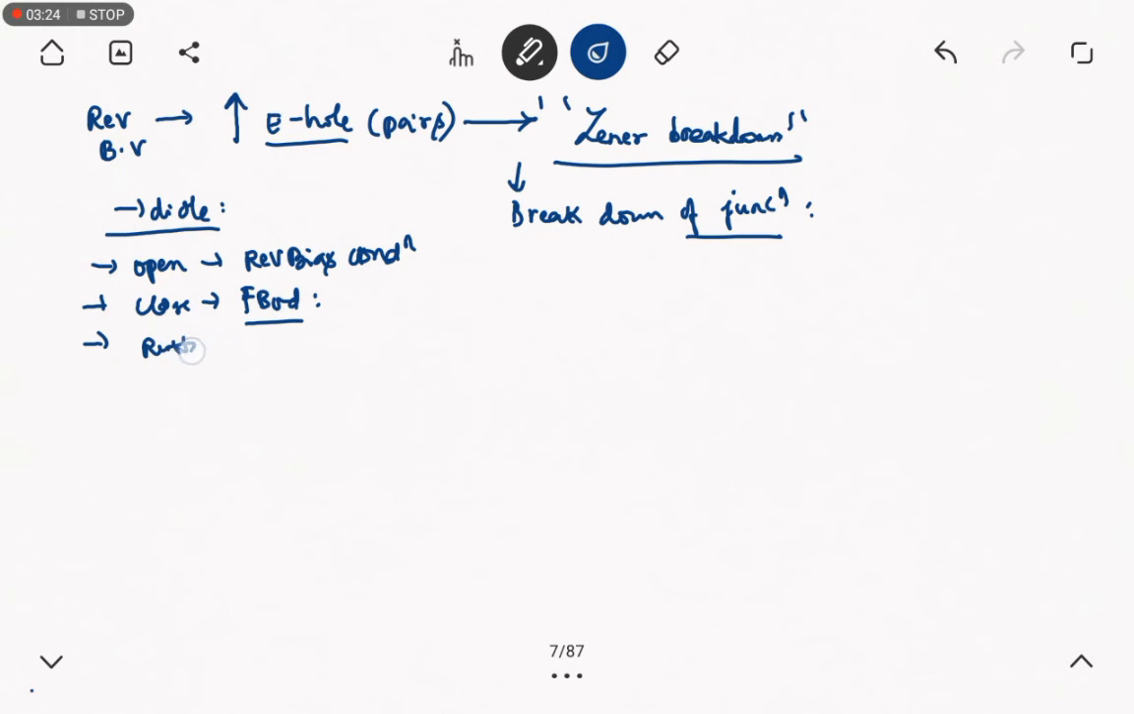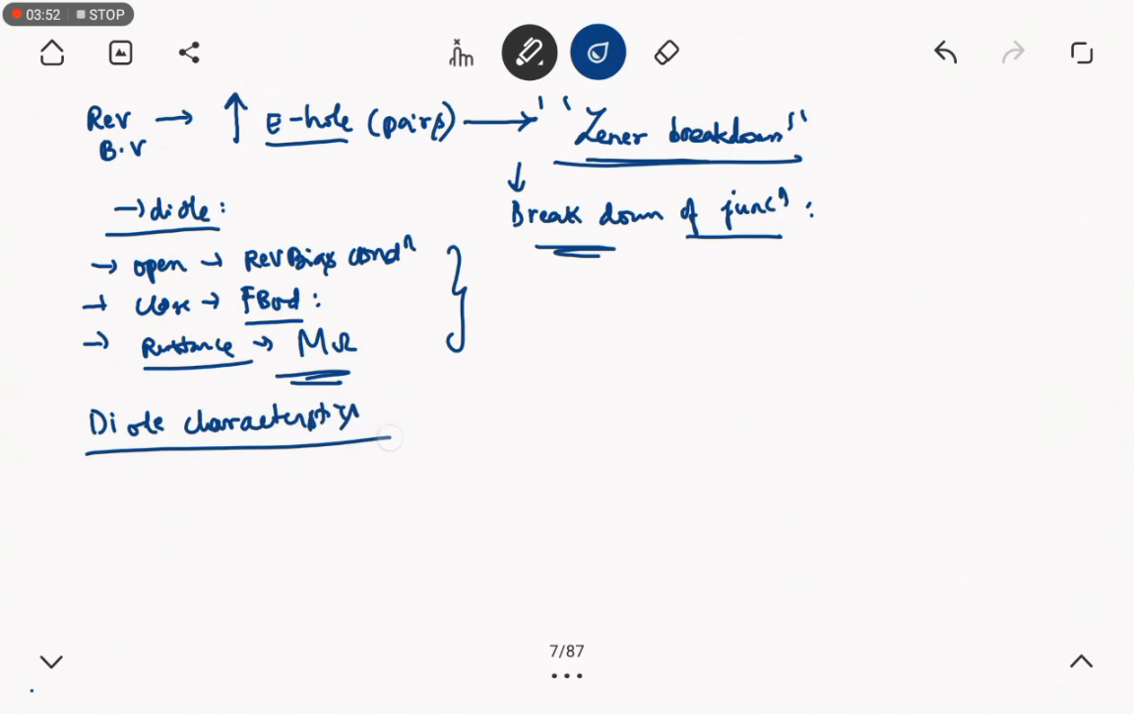Resistance of the diode will be in mega ohms. This is about the reverse p-n junction. The Zener breakdown concept is important. There is just a simple concept involved in the reverse bias junction. Next we will be moving on to diode characteristics.